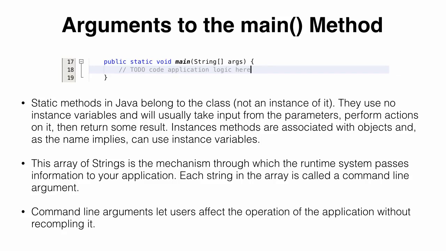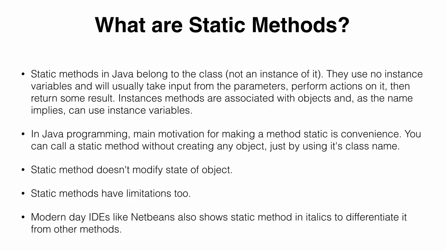So what we have here is a string array that is basically a mechanism by which the runtime system passes information to your application. Each string in the array is called a command line argument, which we're passing to the string arguments. Command line arguments let users affect the operation of the application without recompiling it.